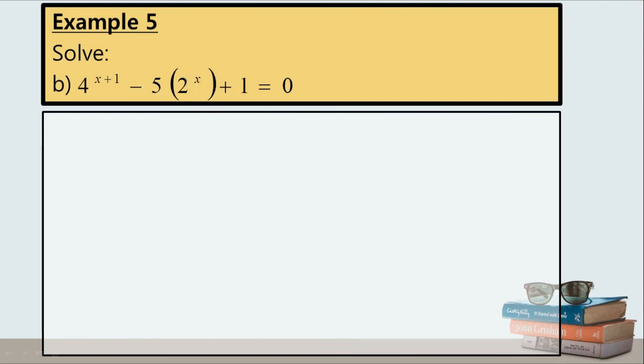Okay, finally, example 5b. Solve 4 to the power of x plus 1 minus 5 times 2 to the power of x plus 1 equal to 0. So here we have base 2. Okay, 2 to the power of x, kan. Jadi this is our u.